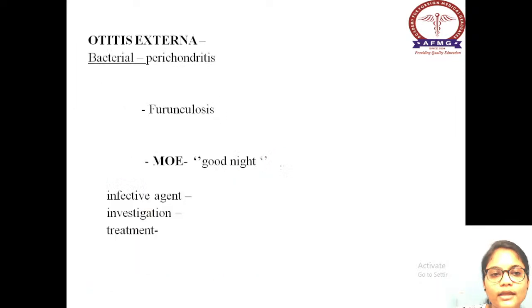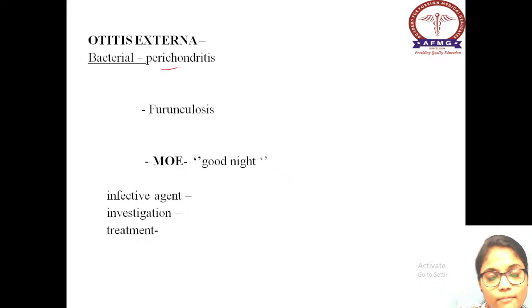The next thing I am going to explain is what all the abnormalities we will be seeing in the external ear. So starting with that, we'll see some important points in otitis externa. What you have to remember.